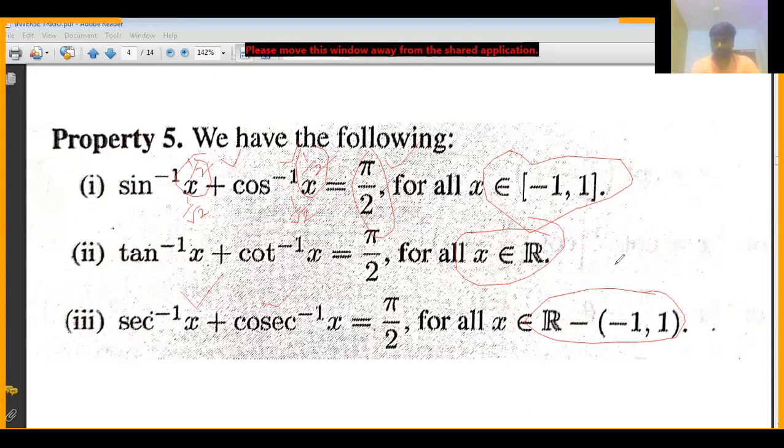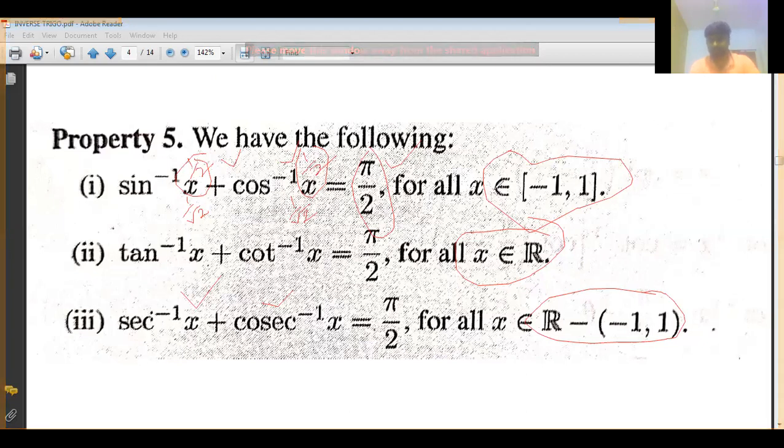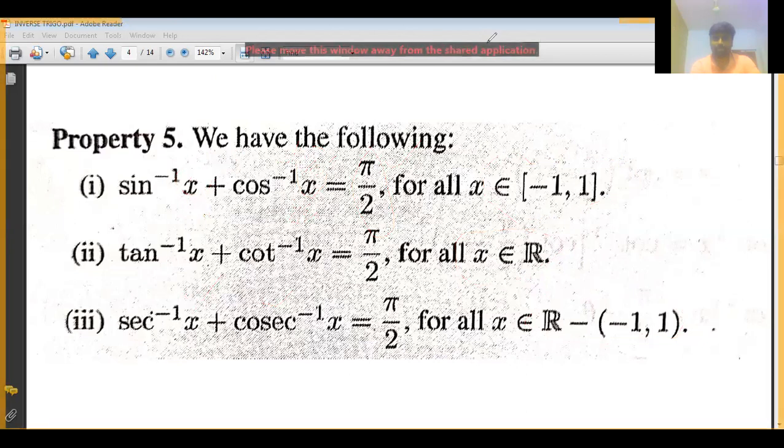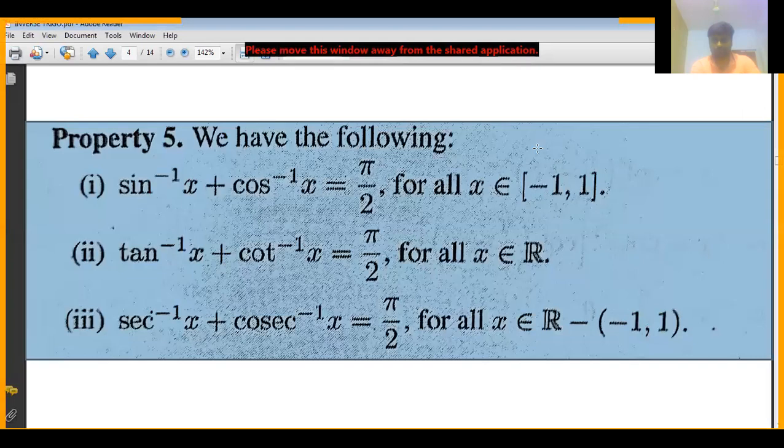Okay, now you tell me, sine inverse of root 3 by 2 plus cos inverse of root 3 by 2, pi by 2. Correct or no? Okay, whenever sine inverse of something plus cos inverse of the same thing, pi by 2. Tan inverse of one thing plus cot inverse of the same thing, pi by 2. Secant inverse of one angle plus cosecant inverse of the same angle, that also pi by 2. So you have to understand that and use it in solving some problems.